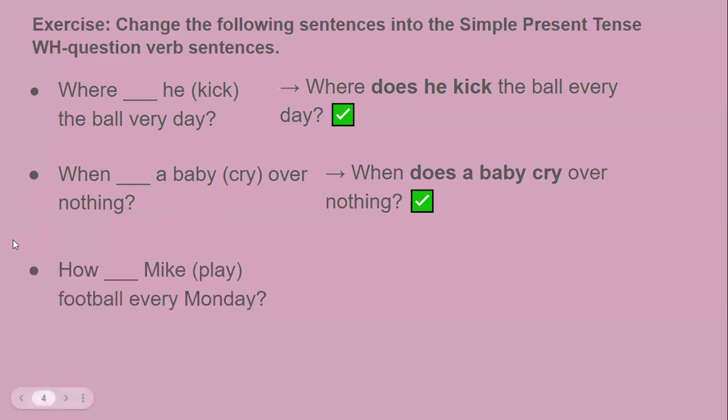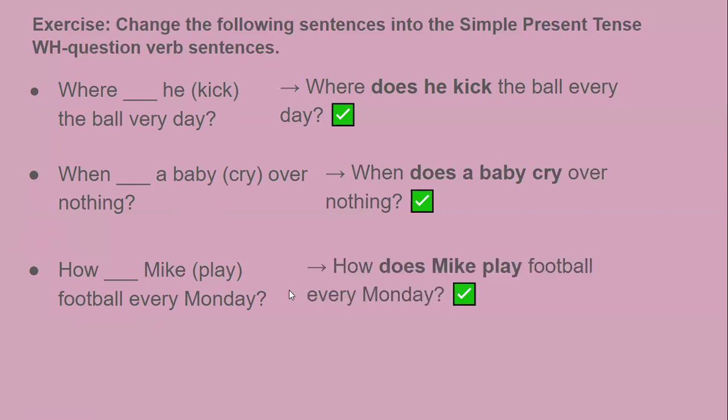Next up. How space Mike play football every Monday? So we have a WH question here. You can see W, N, and H. So we've got Mike, it's a he. So we have to use does. So our sentence becomes, how does Mike play football every Monday?